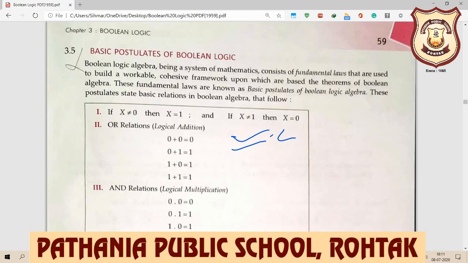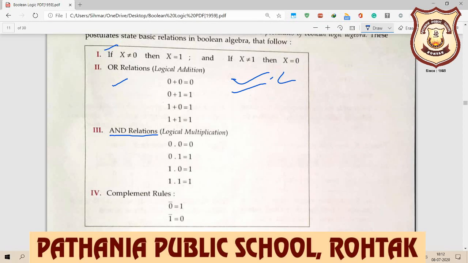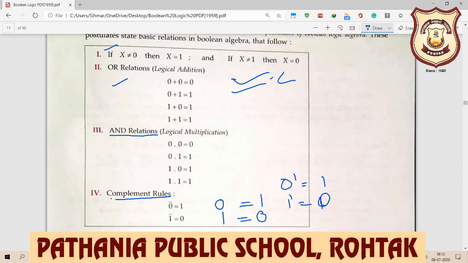Yesterday, we learned basic postulates of Boolean logic. In basic postulates, we learned four basic postulates: postulate number one, postulate two, OR relations, postulate three, AND relation. And after that, we learned complement rules. If 0 is the input, then our answer is always 1, and if we input 1, our answer is always 0. So 0's complement is equal to 1 and 1's complement is always 0. We already learned this.